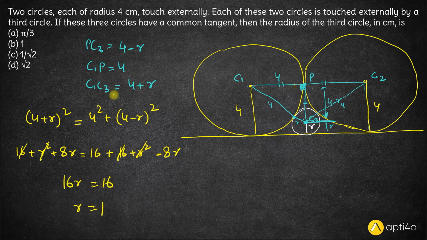So the radius of the smaller circle is 1. So the radius of the third circle is 1, which is option B here. Thank you.